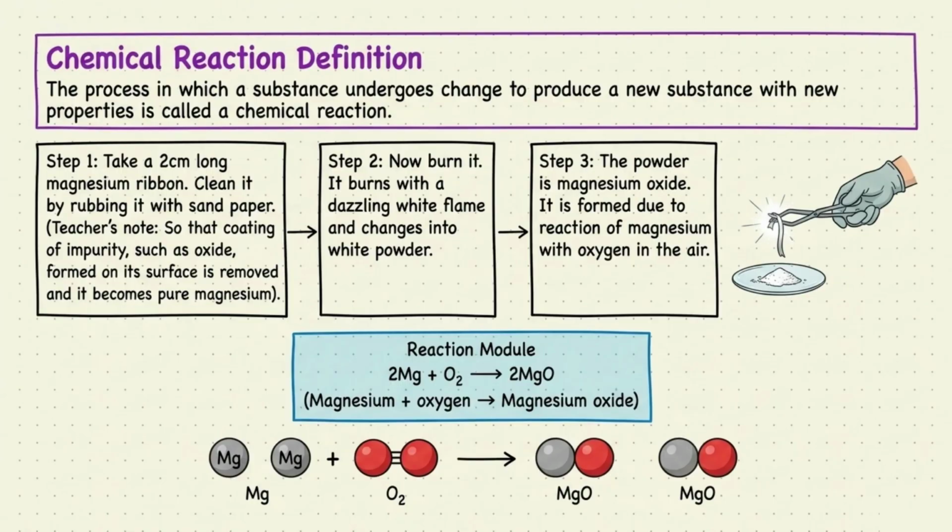We write 2Mg plus O2, then an arrow pointing to the right, followed by 2MgO. Let me read that step by step for your notes. 2 atoms of solid magnesium plus 1 molecule of oxygen gas yields 2 molecules of magnesium oxide. Perfect. So now that we know what a reaction is, how do they actually work?